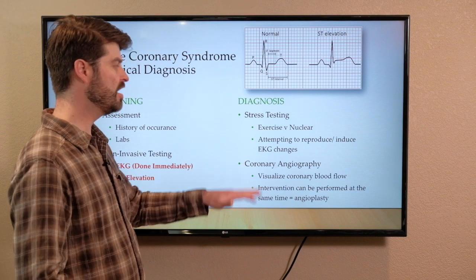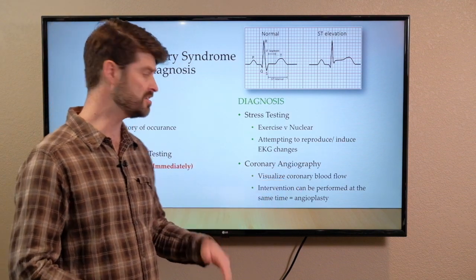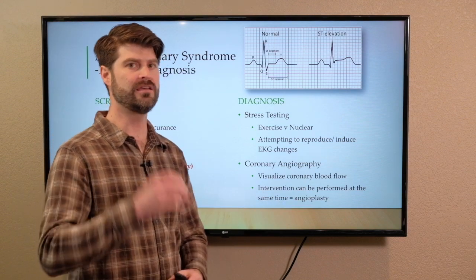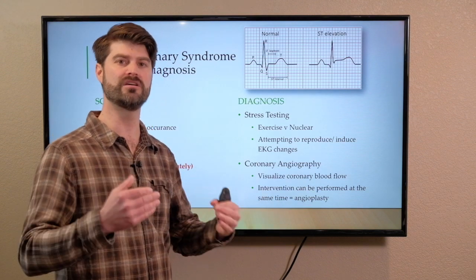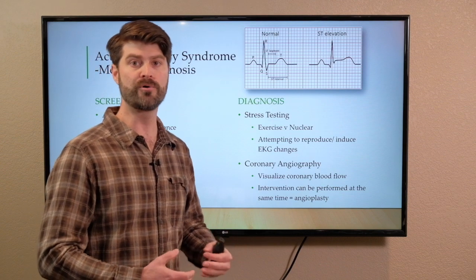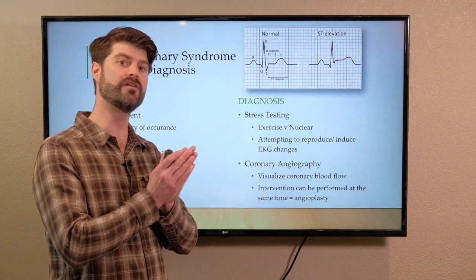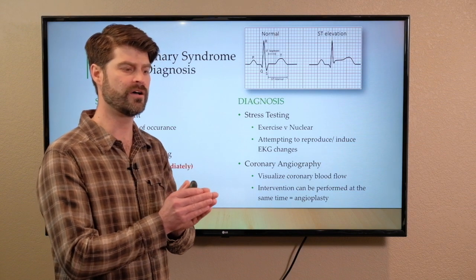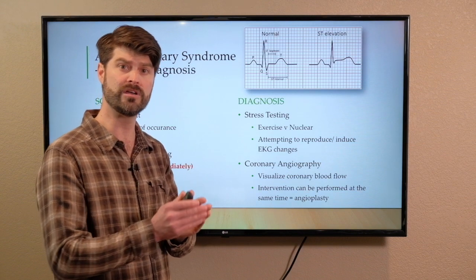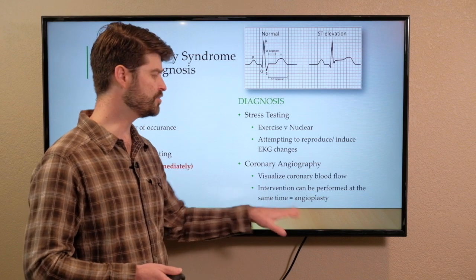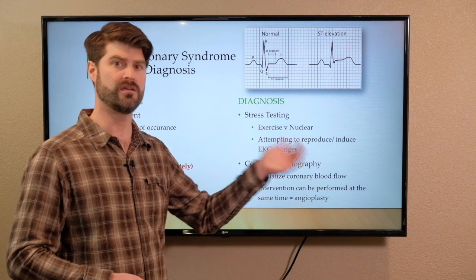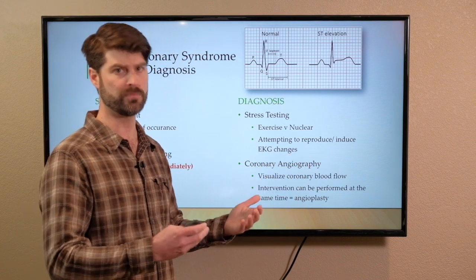Coronary angiography is the visualization of the coronary arteries. The angioplasty is when we actually do an intervention based on an abnormal finding when we do the angiography. So if we see an area of occlusion or of constriction of blood flow in one of the coronary arteries, they'll do an angioplasty at that time to restore blood flow.